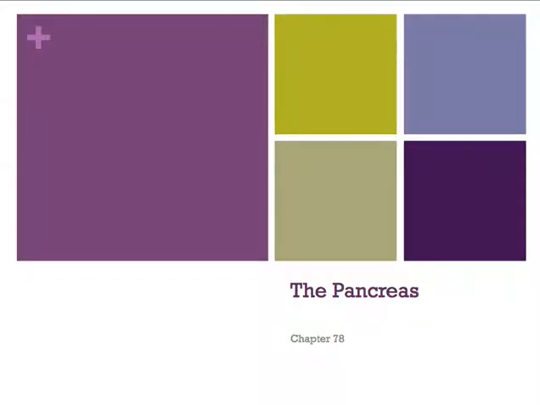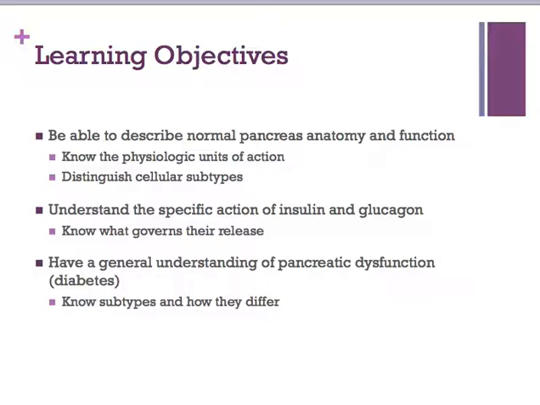In this chapter, I'd like you to pay attention to a couple of things. First off, just normal pancreatic anatomy and function. We'll talk about the physiologic units of action, cellular subtypes, so alpha cells, beta cells. There's a weird delta cell and X cell. And then your physiologic feedback loop here involves insulin and glucagon.